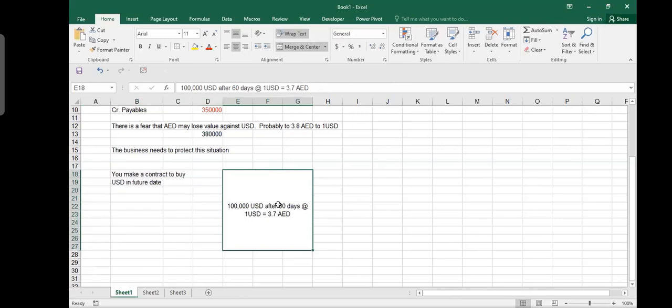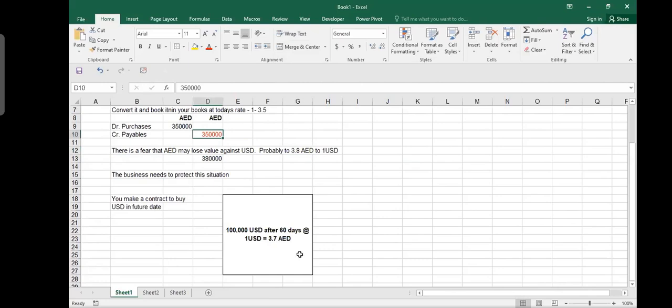Now you are already afraid. You feel that it may go up to 3.8. So you are happy to purchase it at 3.7. Even if you are buying it now at 3.7, you have a 350,000 liability here, but you are buying it for 3.7. So you still have something to lose, probably.